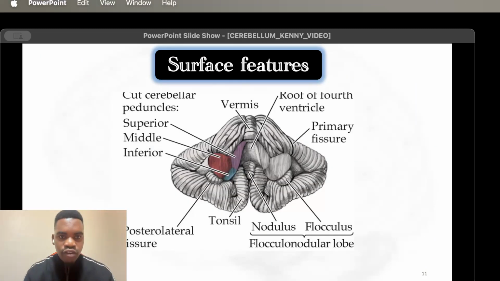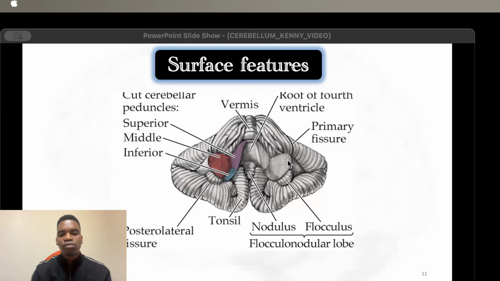So if you flip it upside down, this is the inferior view of the cerebellum. You see, this will be the right cerebellar hemisphere. This will be the left cerebellar hemisphere, but this will be the vermis. And the vermis, remember, is not continuous on the ventral surface. It's not continuous on the anterior or the inferior surface, but it is continuous on the posterior surface. But it terminates as the nodulus.